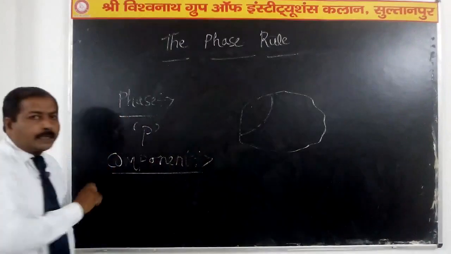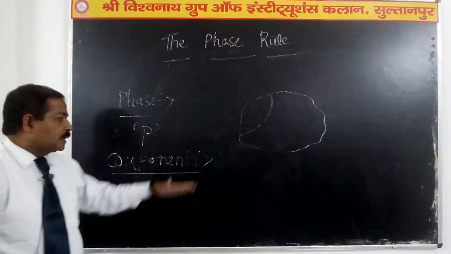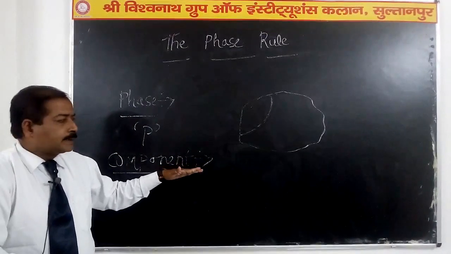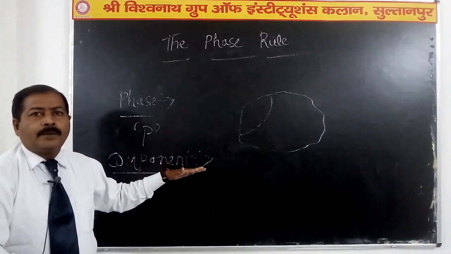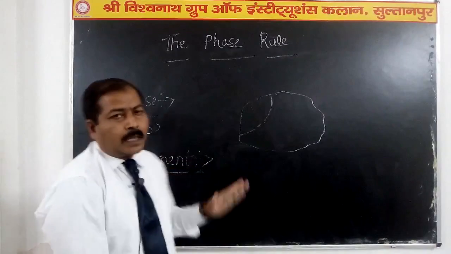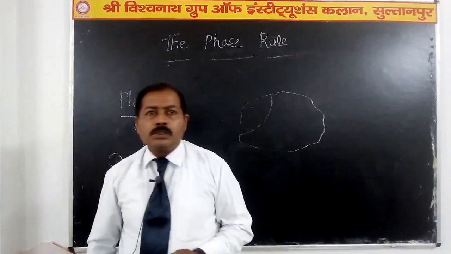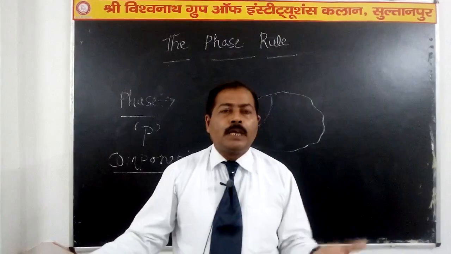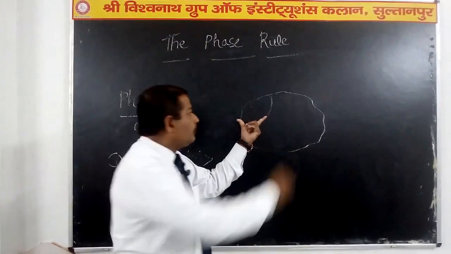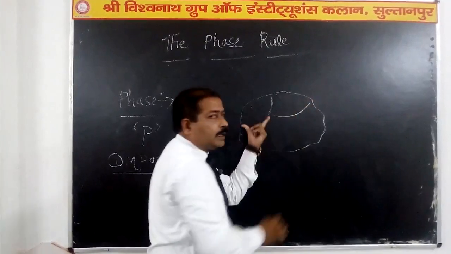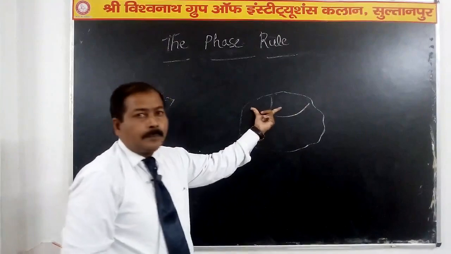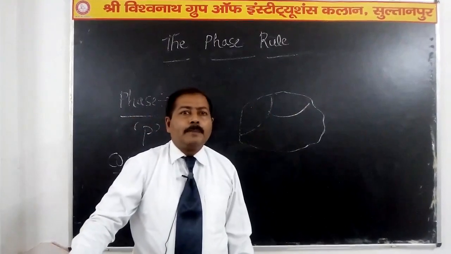Now the second topic of this unit is component. First of all, we shall take the definition of the component. The component of the system can be defined as the minimum number of the variable constituents, again I repeat, the minimum number of the variable constituents with the help of which we can define the different phases of the particular system by a simple chemical formula.